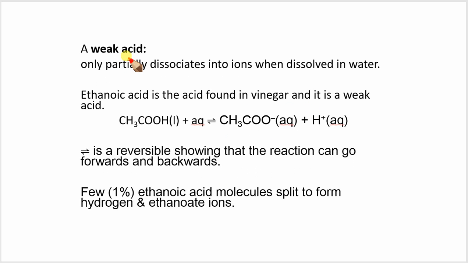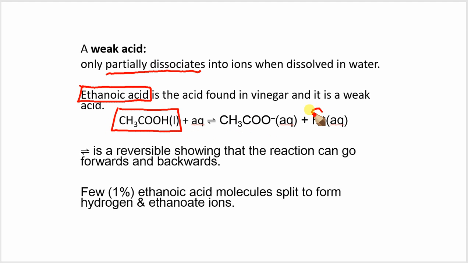Let's have a look at a weak acid by comparison. So here we're identifying that it only partially dissociates. Now the example of a weak acid here is ethanoic acid. Strong acids tend to be our laboratory acids, hydrochloric, nitric and sulfuric. But here we've got ethanoic acid. So there's the ethanoic acid molecule. This happens to exist as a liquid. It's dissolved in water and it's splitting.